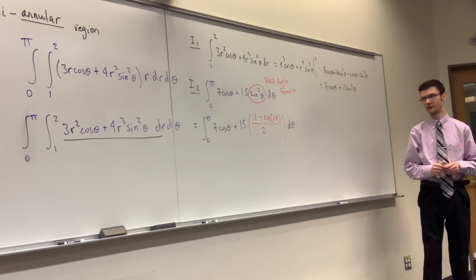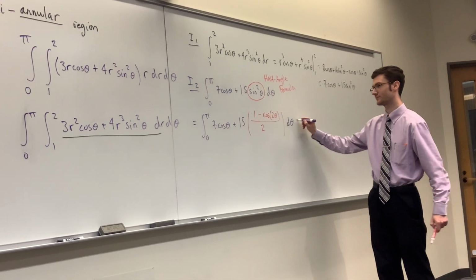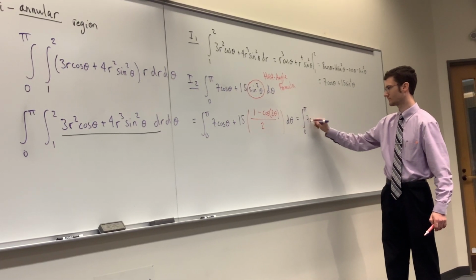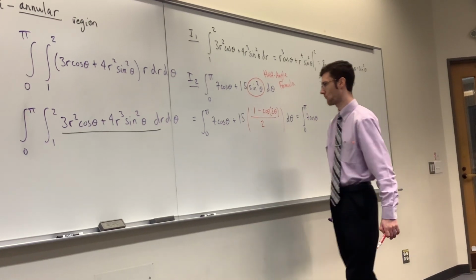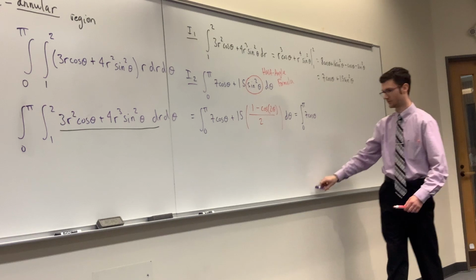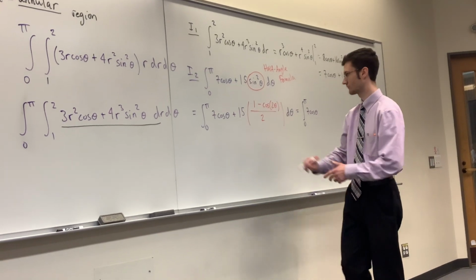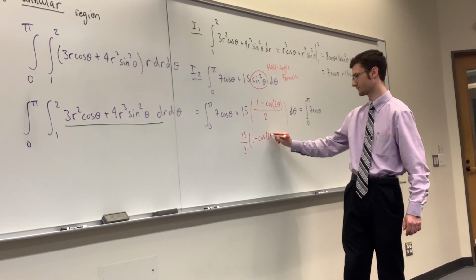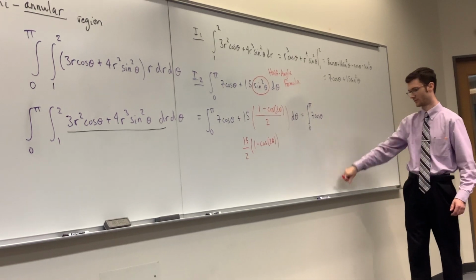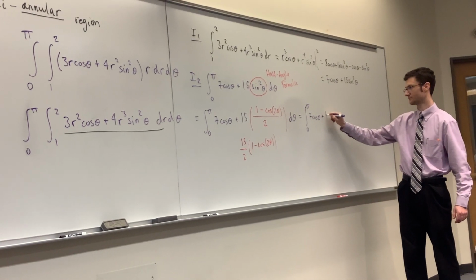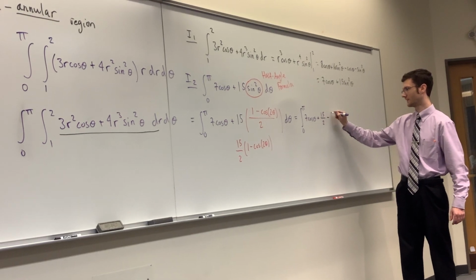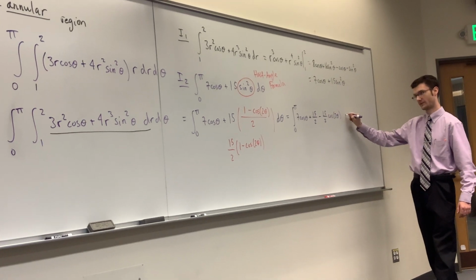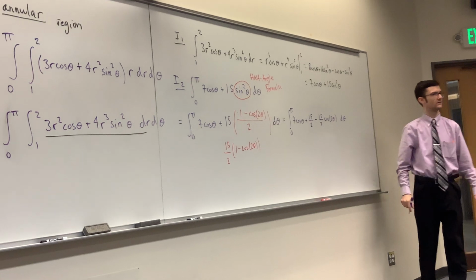Okay, so let's just carry this out now. So just be careful now. Why don't I just make this a 15 over 2? So we're going to get 15 over 2, 1 minus cosine 2 theta. So here we're going to get 15 over 2 minus 15 over 2 cosine 2 theta, d theta.